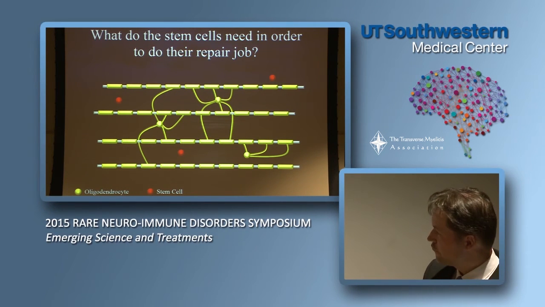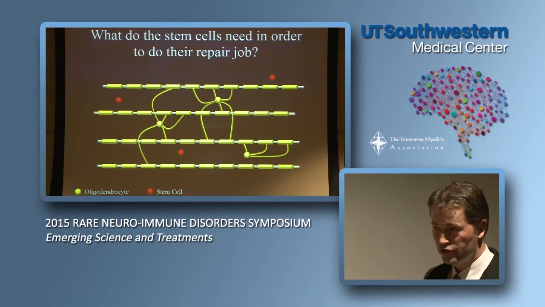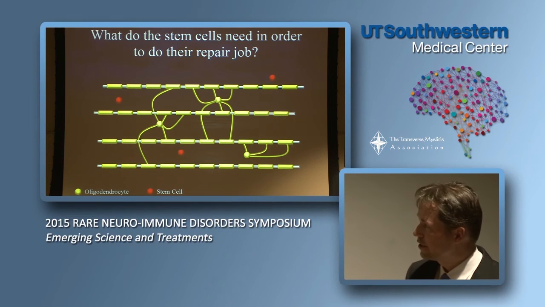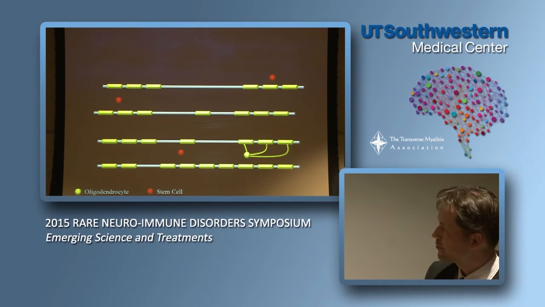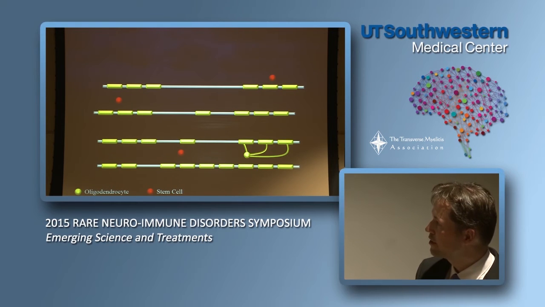And so in the case of transverse myelitis, where there's largely an effect on the insulation, let's say you remove a couple of these oligodendrocytes. And so what happens if they're gone? Suddenly you have bare naked wires, right?